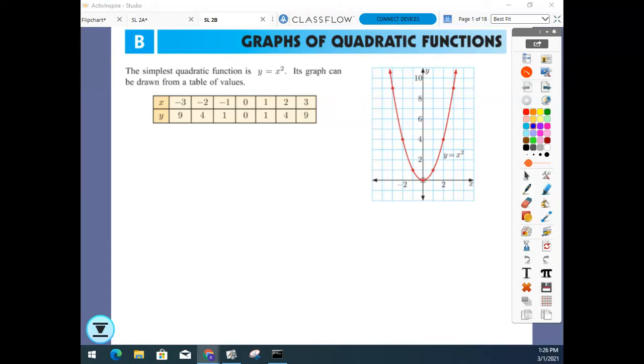Okay, 2B is long. I'll just preface that right now. There is a ton of information and we'll take a few days to get through it. But this is getting into the graphs now.